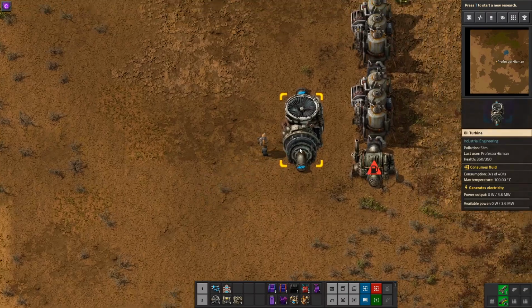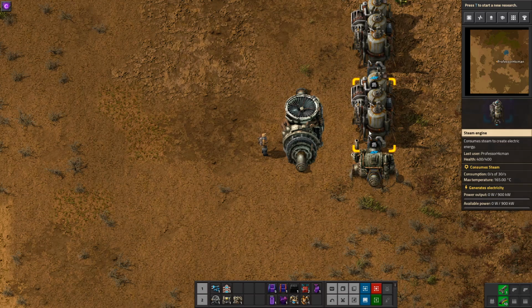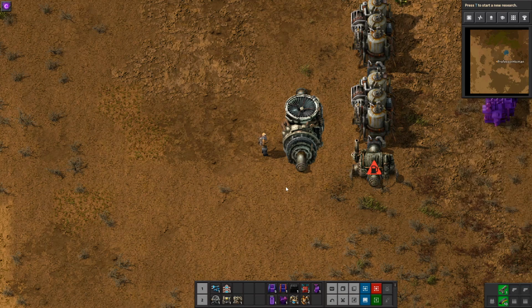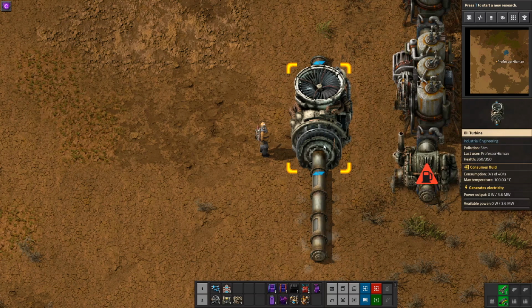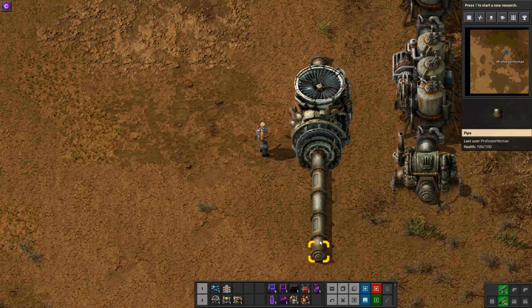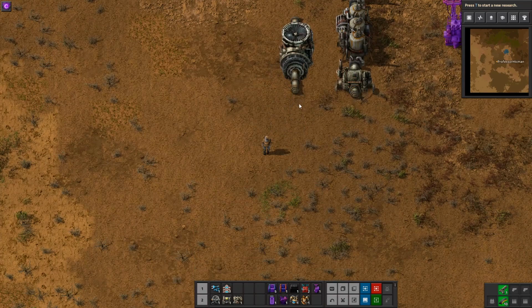Now the oil turbine is a bit special. It can do the equivalent of 4 steam engines, because it can do 3.6 megawatts instead of 900 kilowatts, and it also just takes in oil directly. So you chuck oil in and you get power directly out.